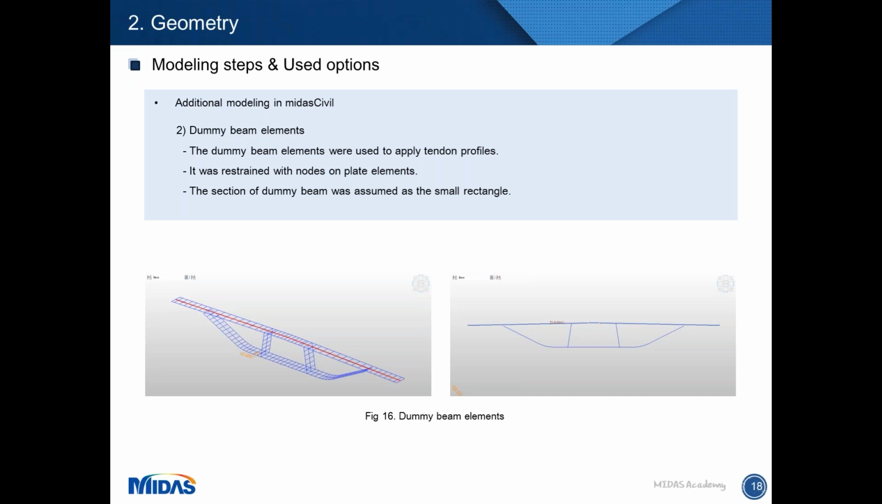However, creating a tendon profile is only available in the beam element. So I added the beam element on the plate element like this. These dummy elements share nodes with plate elements. The section of dummy elements was assumed as a small rectangle section which doesn't affect the total weight of the Girder.